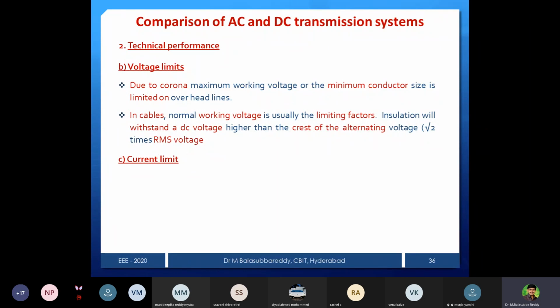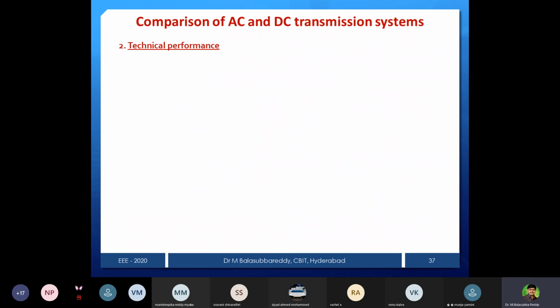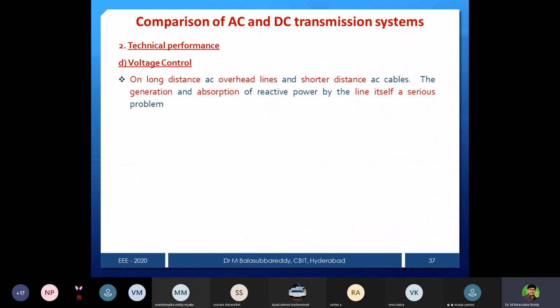And current limit also you can see here, temperature of a conductor must be limited in order to avoid damage to the conductor. So this is also a major issue. If your temperature is not limited, automatically the conductor sag will increase, and the cable insulation, all these things it has to withstand. Hence current in the conductor must be limited in accordance with the duration and ambient temperature. If temperature rises also, that effect will be there.